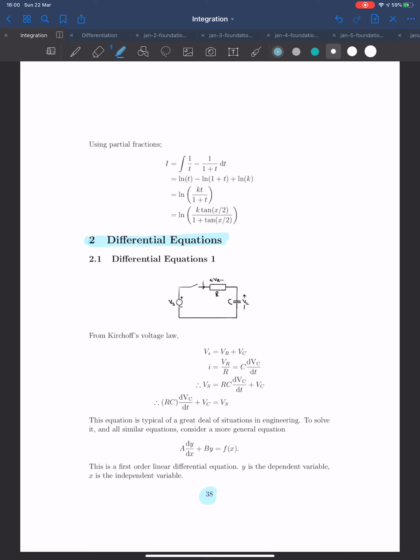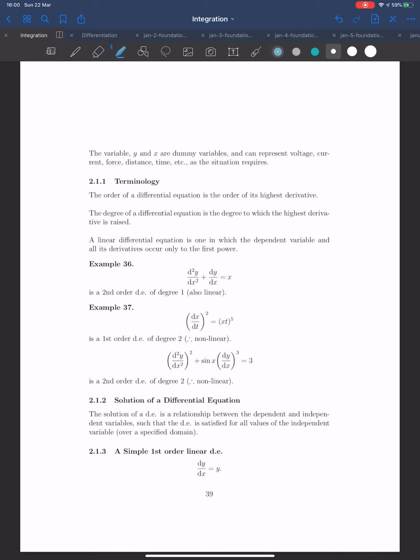That's an example for electronics there, so electronic people can read that later. Right, terminology, so I'm going to start on page 39.